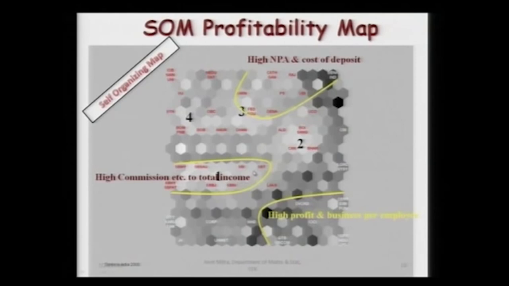Now, we have a nice cluster emerging out here, which are the banks with high commission income to total income, and all the banks in this particular region are State Bank of India and its associates. So, they form a very compact cluster among themselves.